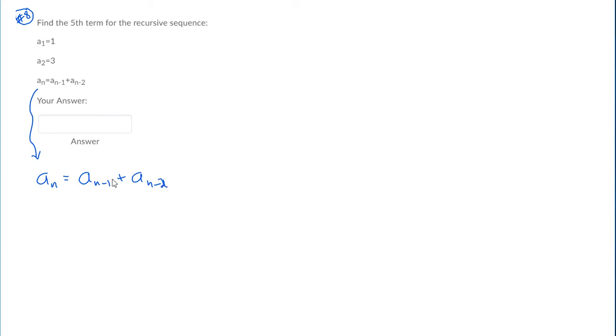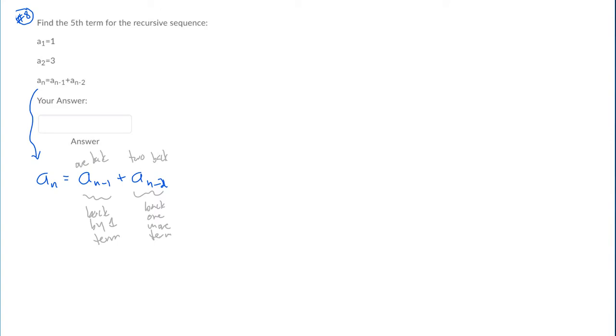Okay, so we're going to go back by one term, and then go back again. Go back another one. Go back one more term. Or another way to think about that is one back, go back one, and then two back from where you are.